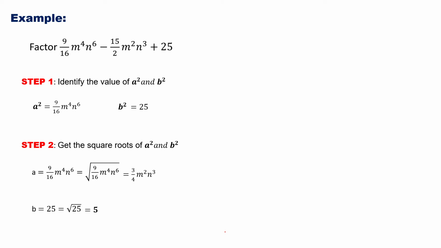Now, dalawang condition na yung ating na-meet. Trinomial yung given and merong square roots ang a and b natin, a squared and b squared natin. So, ang verify na lang natin ngayon is kung pareho ba yung middle term ng ating given trinomial pag kinuha natin yung twice ng product ng a and b. So, getting their product, we have negative 15 halves.